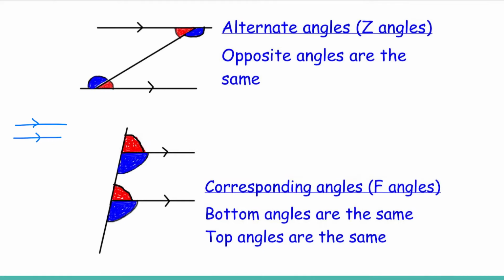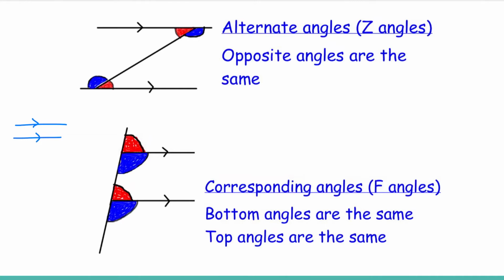So the first one is an alternate angle, and this is where we see that Z shape. Now the inside angles are the same, and then the outside angles are also the same. So this is where you've got two parallel lines and another line coming through it.